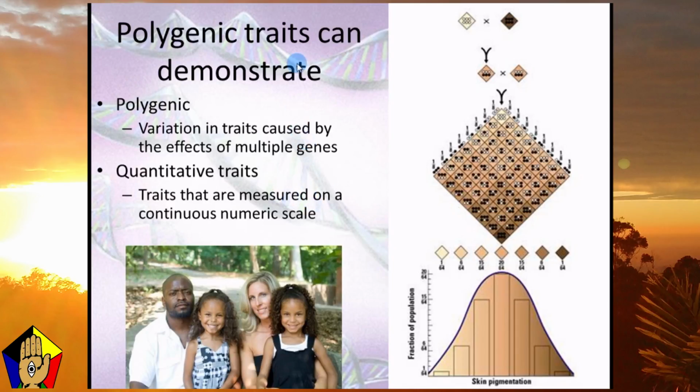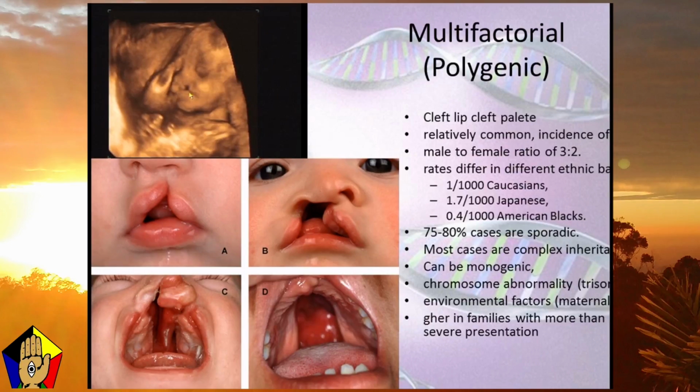And the reason this is important is because there are some diseases that are like that. So polygenic or multifactorial diseases like cleft palate are like that. You don't see every cleft palate exactly the same. You can actually see range in cleft palate.